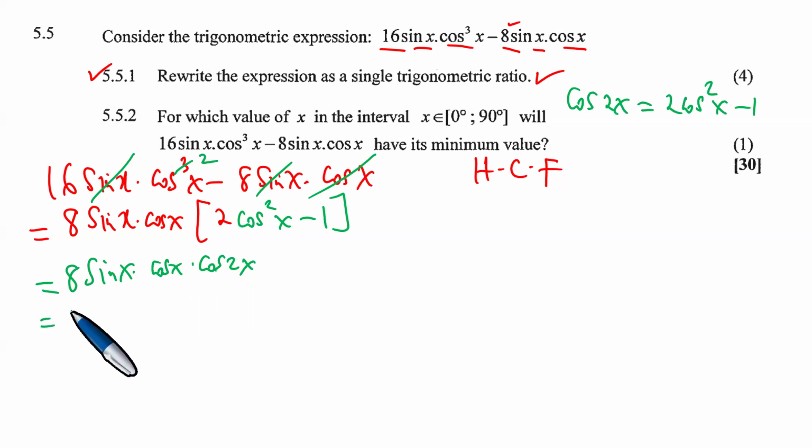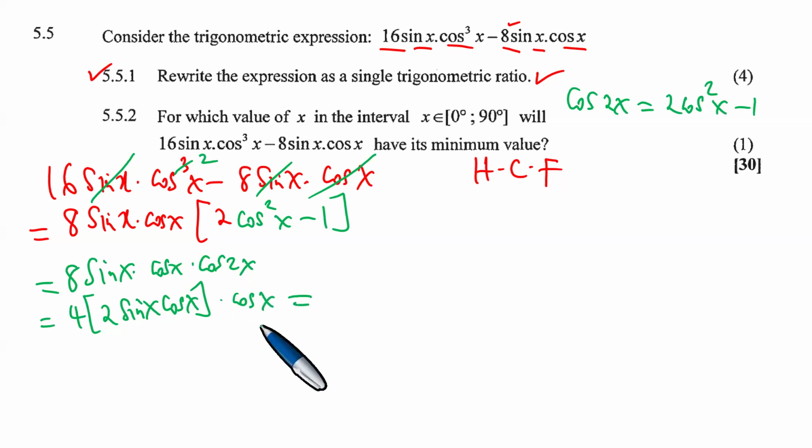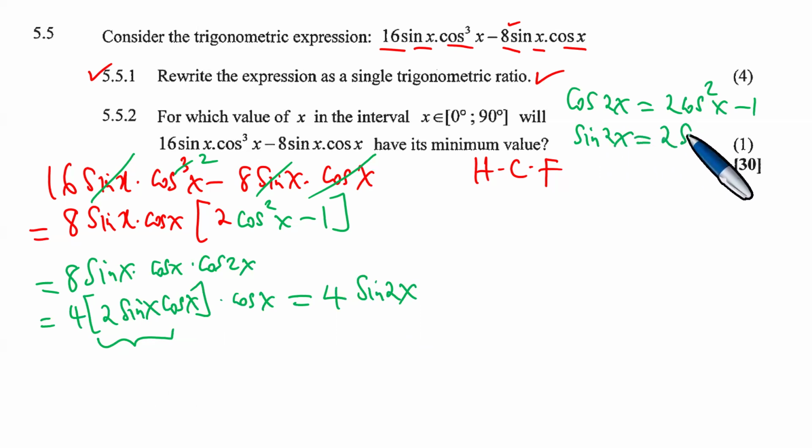Which is 4, open bracket. We can take out a 2 here, giving us 2 sine x cosine x. We factor 8 into 4 times 2. What is 2 sine x cosine x equal to? We know that sine of 2x is 2 sine x cosine x. You noted there's a 2 missing, yes. It's cosine 2x, so we carry it forward. Well done, and thank you for noting that.